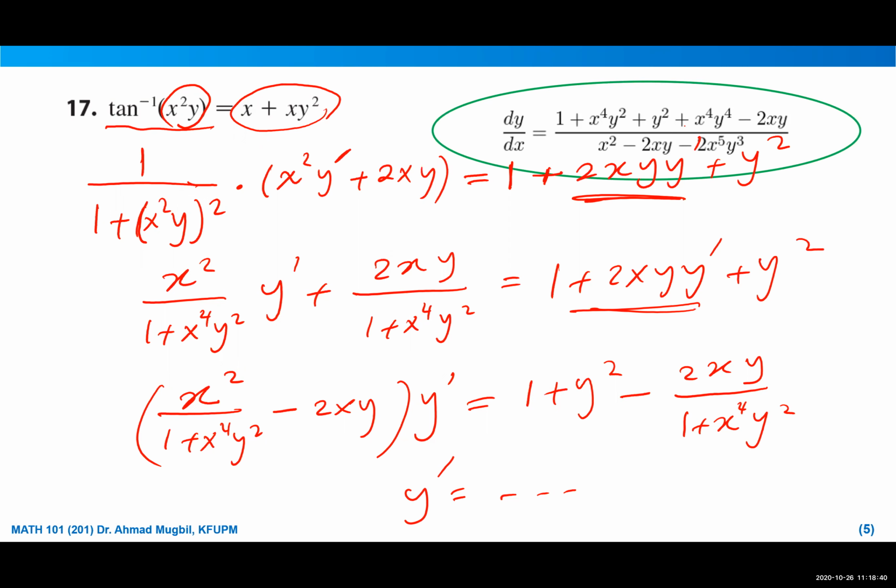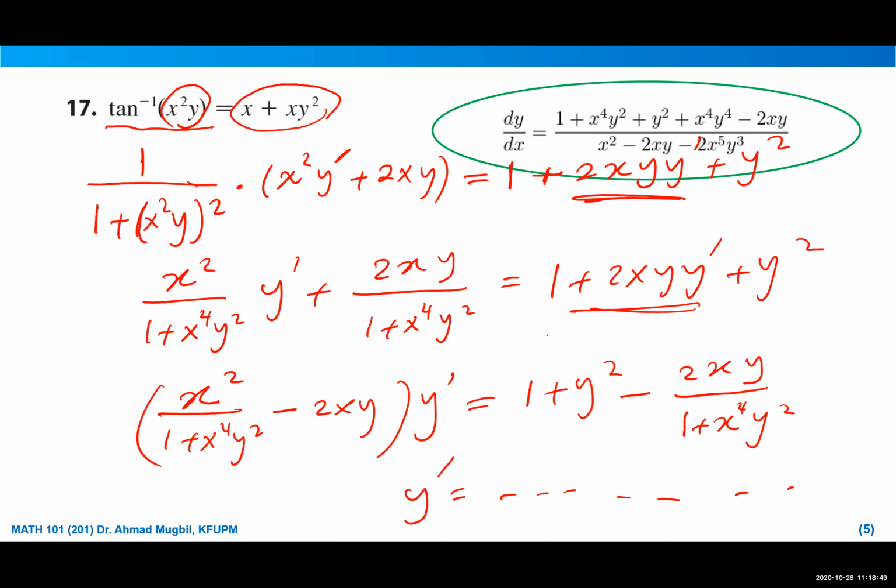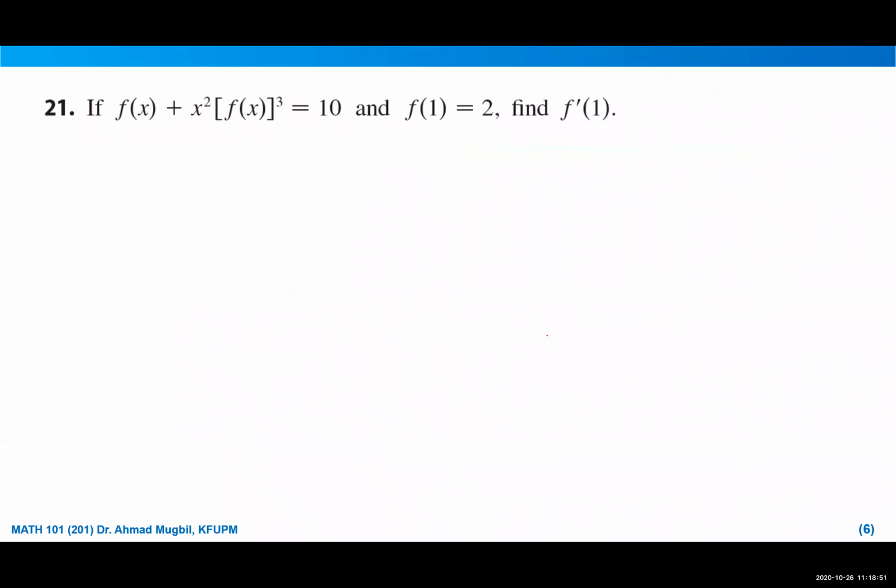Do it, Shabab, at home. Continue doing these algebraic steps at home. Try to do it by yourself. And the final answer is there. You can check. Now let's take another one.